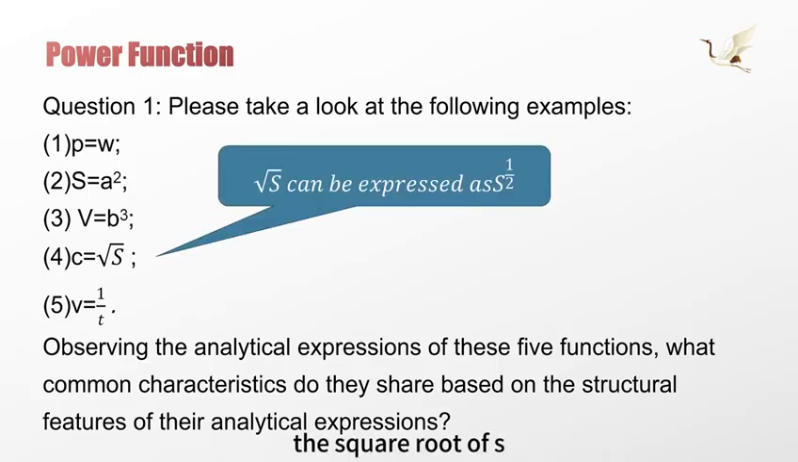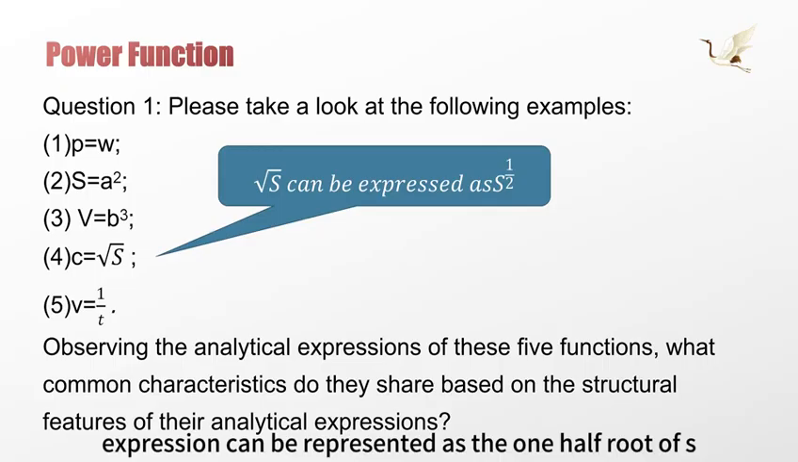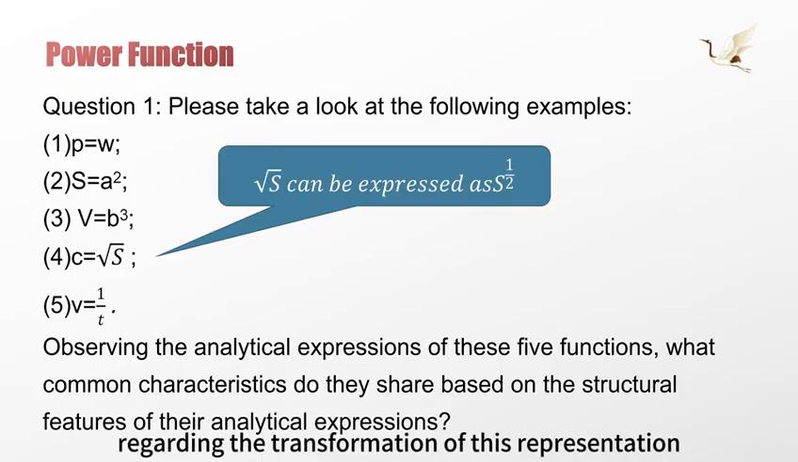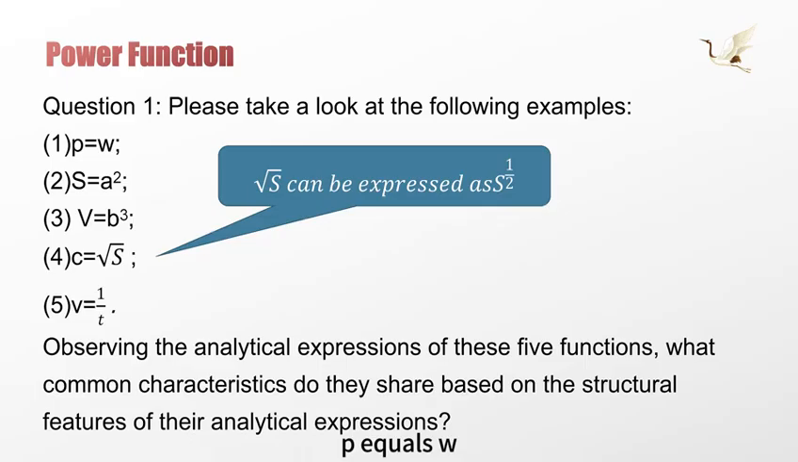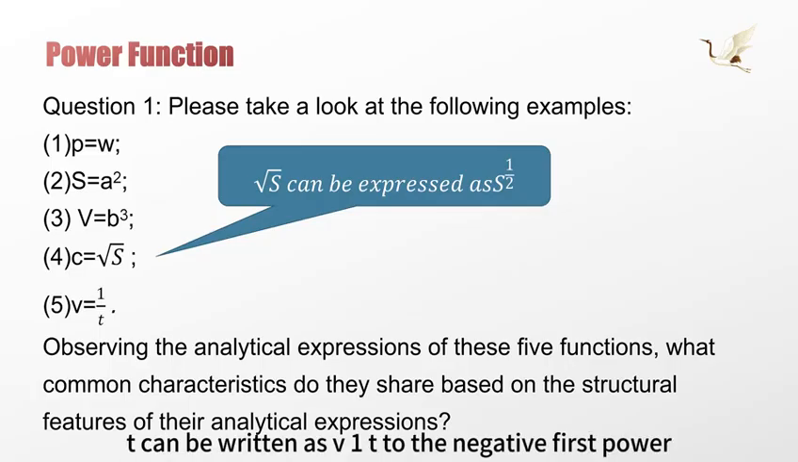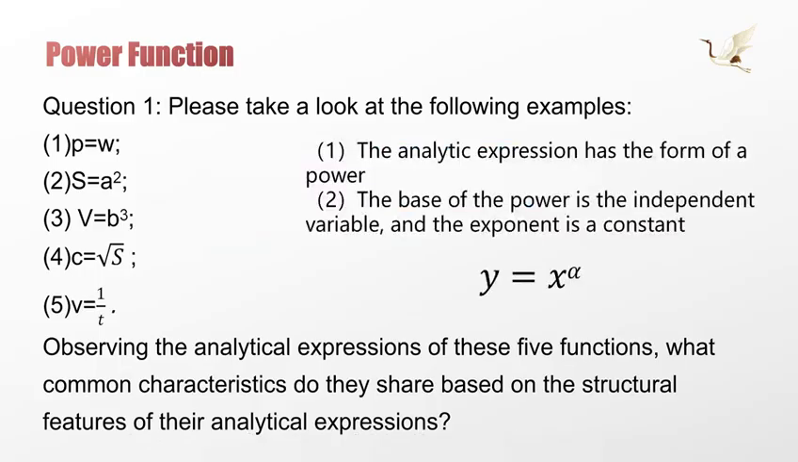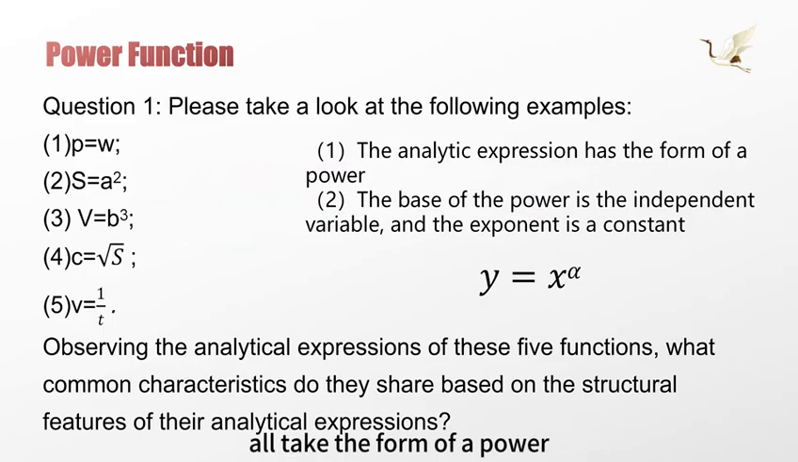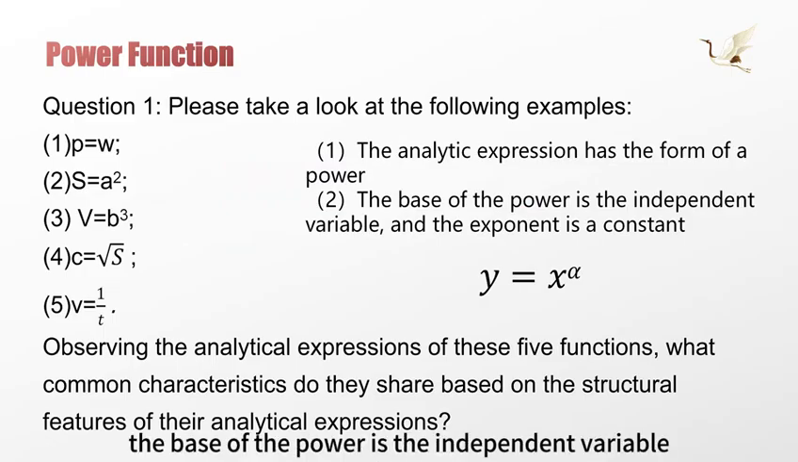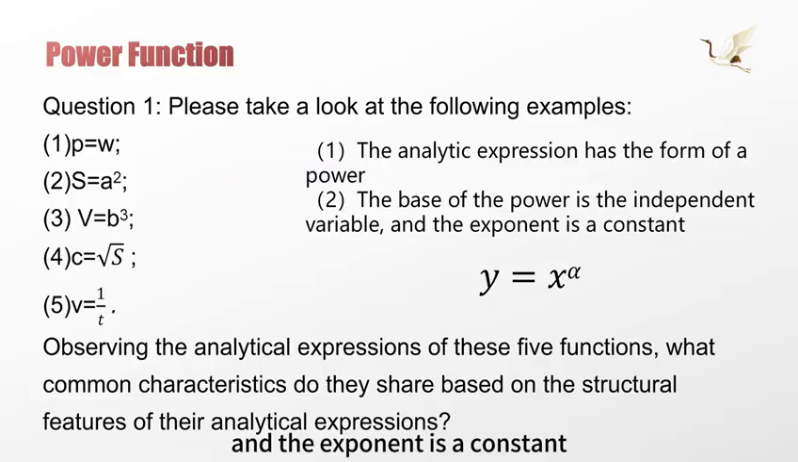The square root of s in the fourth analytical expression can be represented as s to the power of 1/2. Regarding the transformation of this representation, we will learn it later. In addition, the first analytical expression p equals w can be written as p equals w to the first power. The fifth analytical expression v equals 1 over t can be written as v equals t to the negative first power. Through observation, it can be found that these analytical expressions all take the form of a power. The base of the power is the independent variable, and the exponent is a constant.